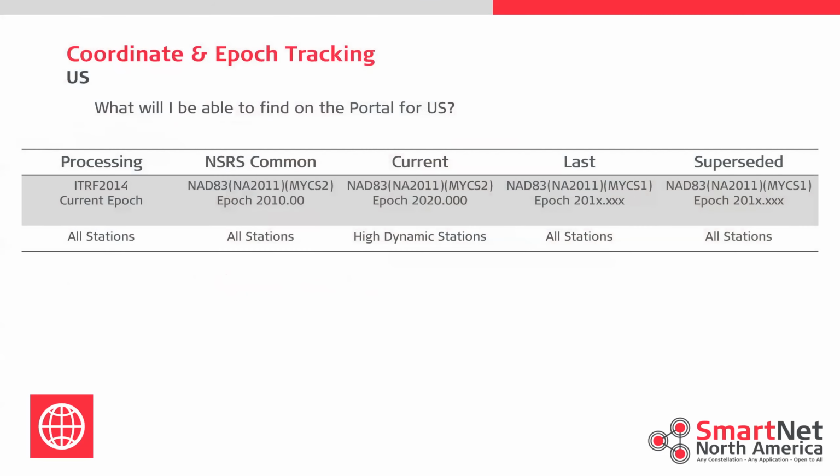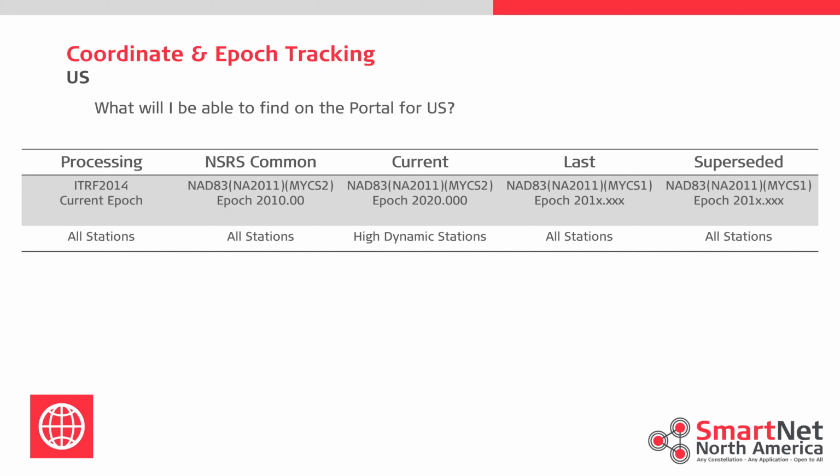So what you'll be able to find on the portal: you'll find the new ITRF 2014 current epic for all the stations. You'll find the NYCS2 epic 2010 solution for all the stations. You'll find the NYCS1 epic 2010, 2018, 2019.750 for all the stations. You'll find all superseded coordinates for all the stations.